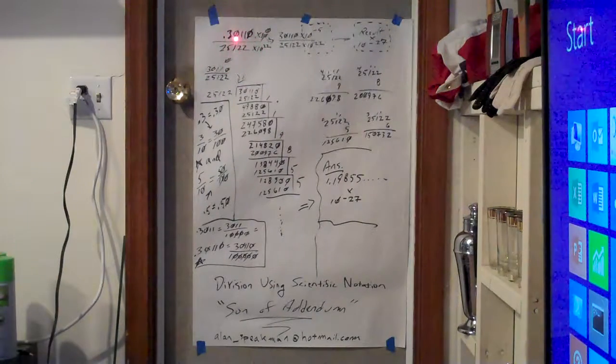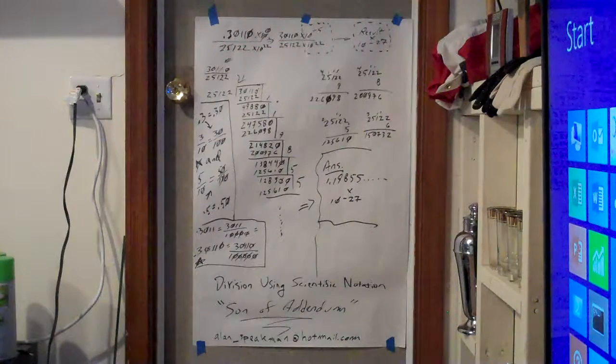The 0.30110 is getting closer to 30110, but we've got to change our power of 10 to make it happen. And so we have to move our decimal place to the right 1, 2, 3, 4, 5 places, which means our power of 10 here will drop by 5. So this becomes 30,110 times 10 to the negative 5. We'll leave the denominator alone because that looks pretty good.